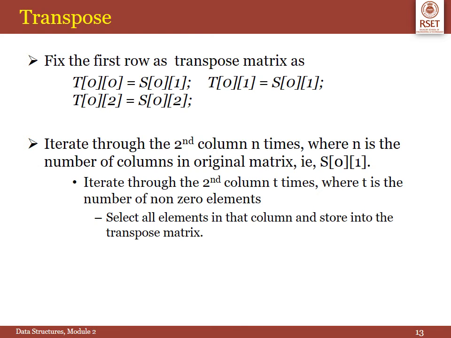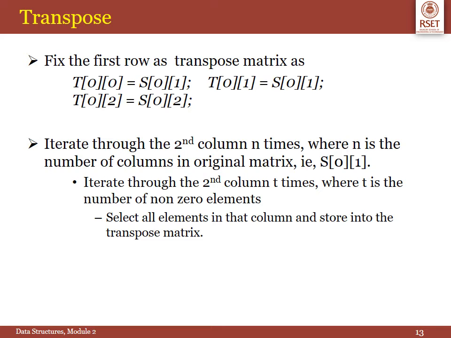The steps to create a transpose matrix are given here. Suppose T represents the transpose form and S represents the original or the sparse matrix. Now in the transpose matrix, I need to interchange the row and column compared to the sparse matrix. So that is the first thing. First you fix the row and column in the transpose matrix.